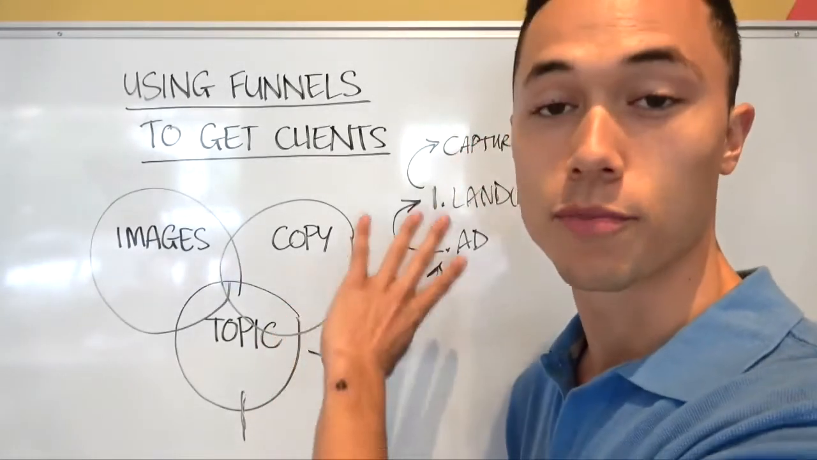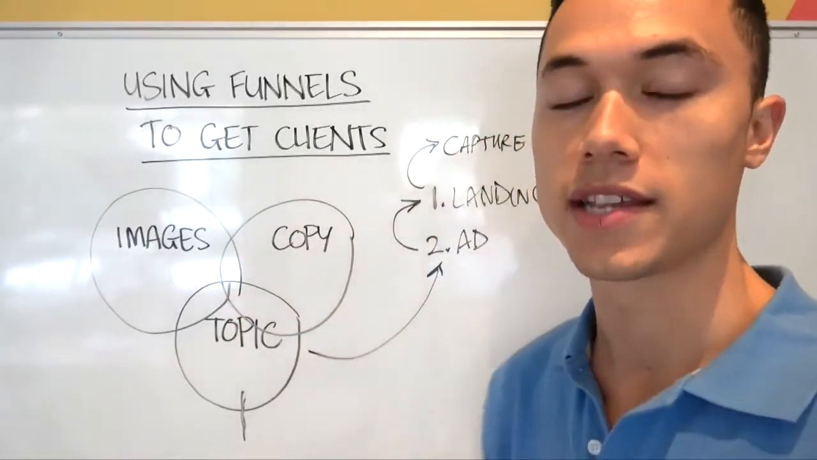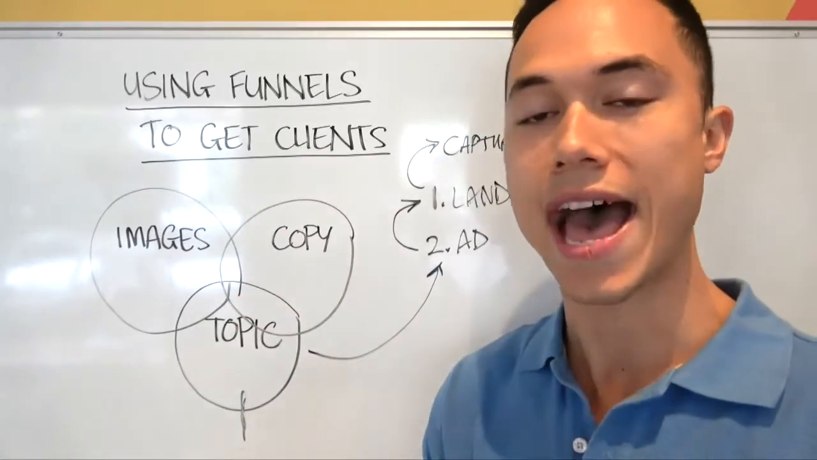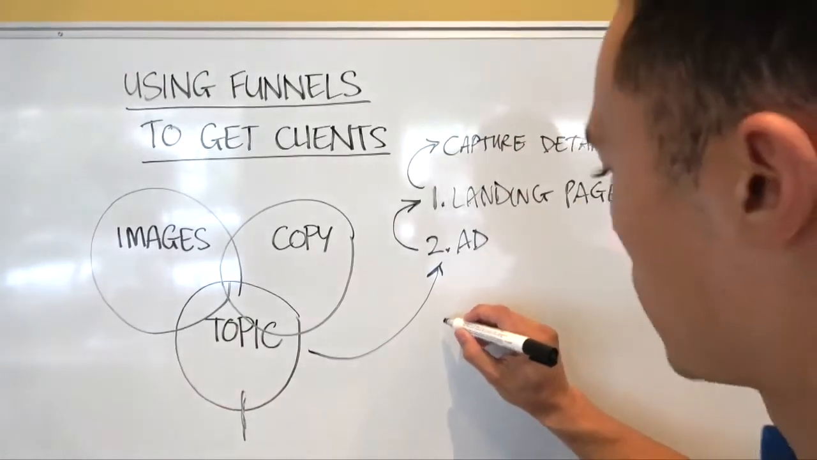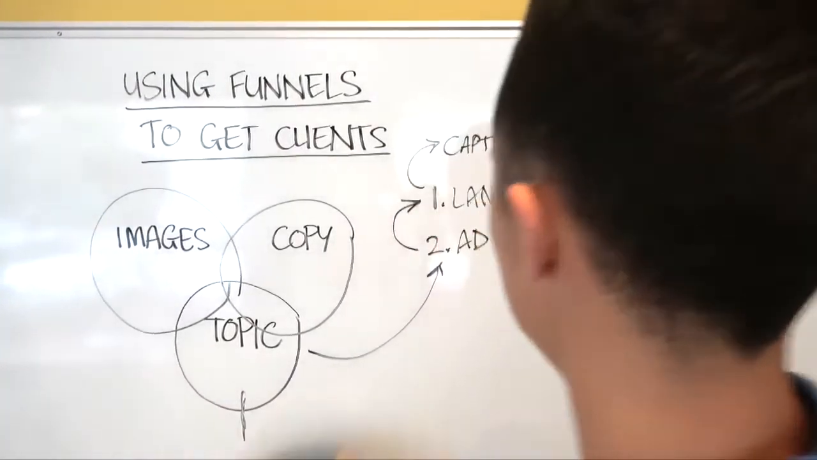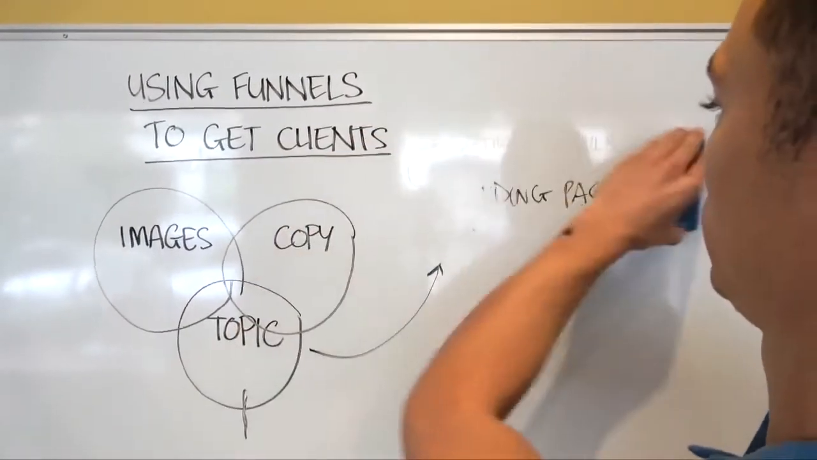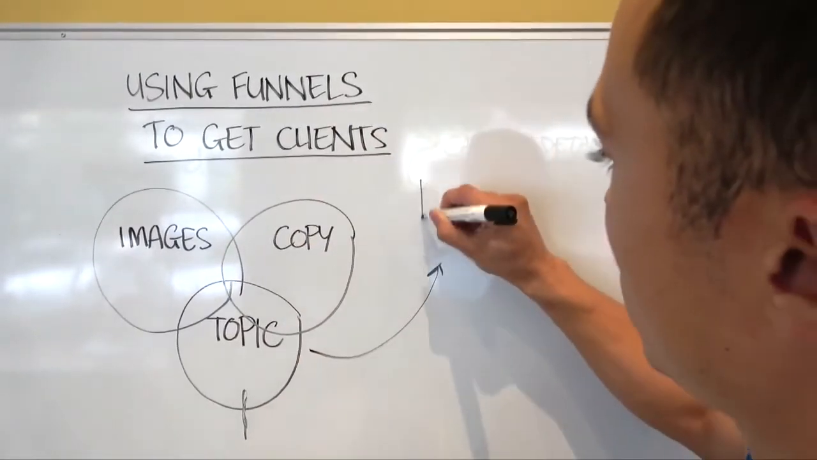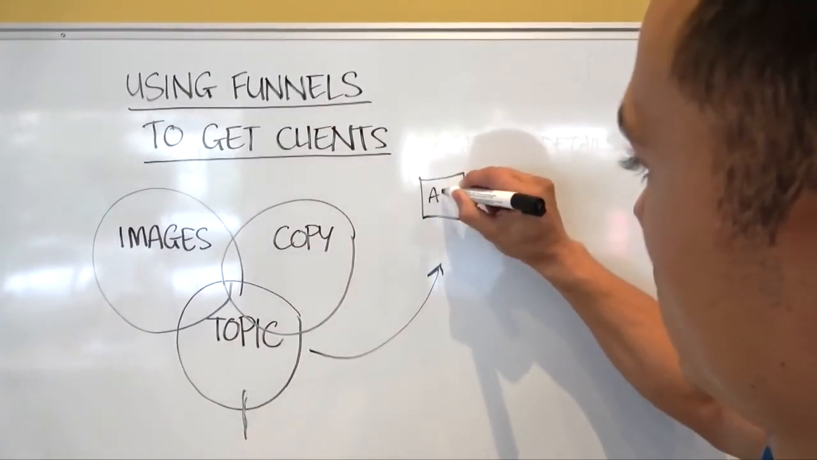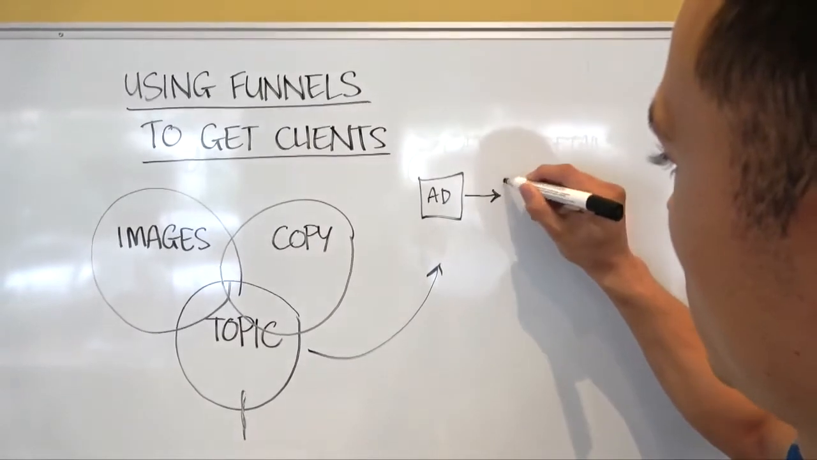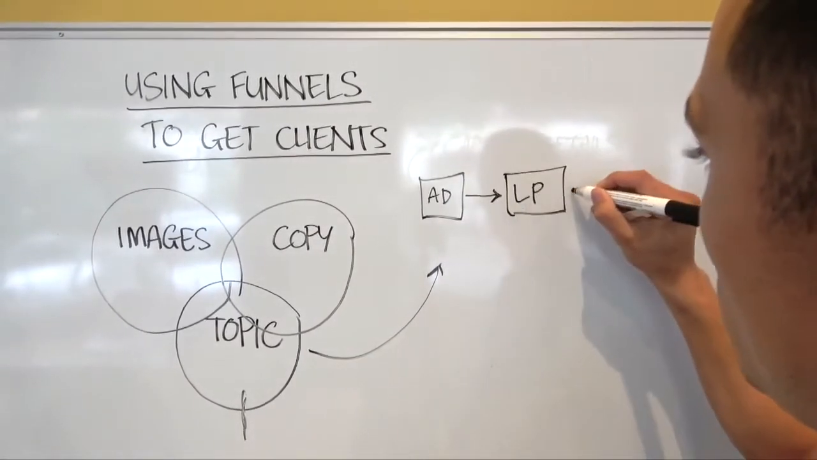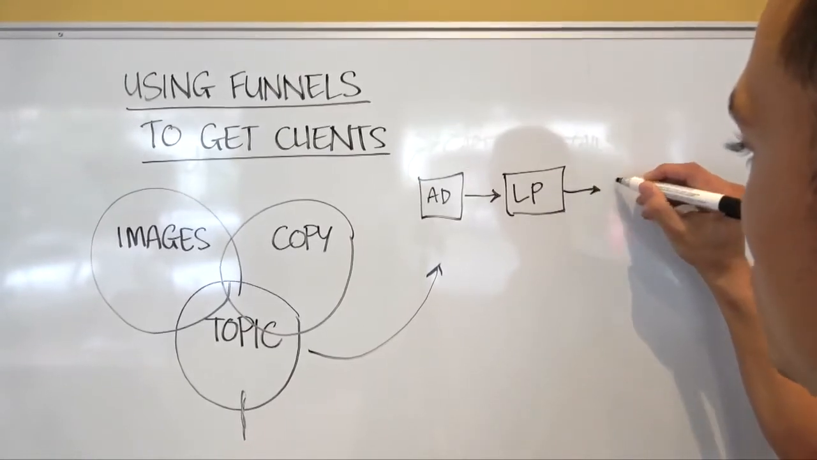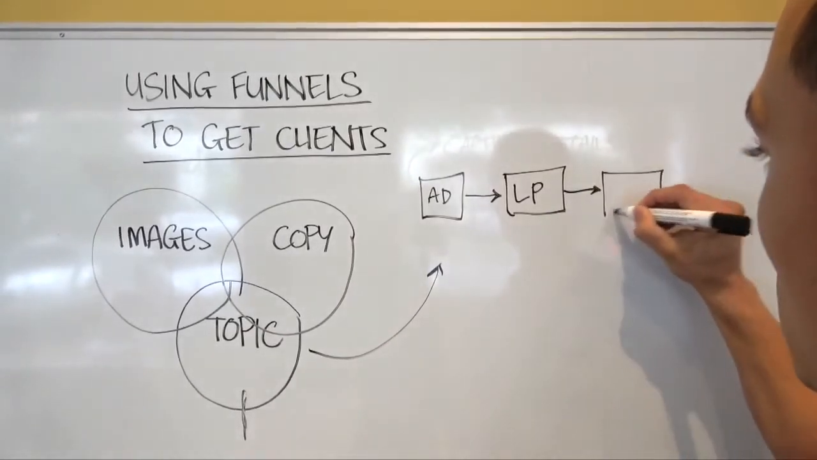Then you need to come up with some copy, okay? Copy is the writing, the text that goes on your ad and your landing page. So I'm just going to draw this to make it a bit easier to understand. So right now, we start with our ad, which then goes to our landing page, which then gives us a lead.